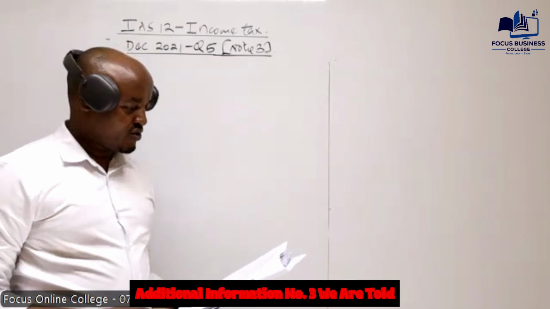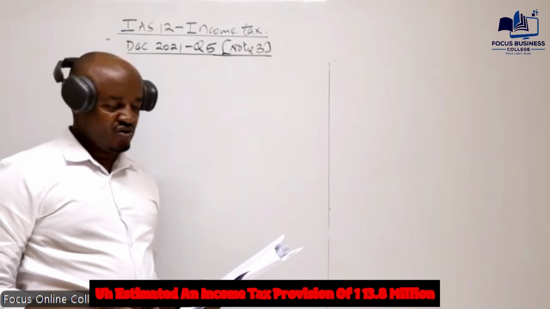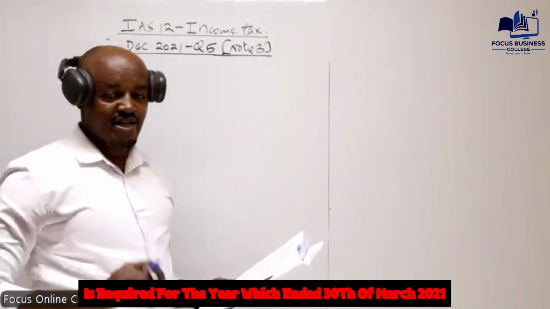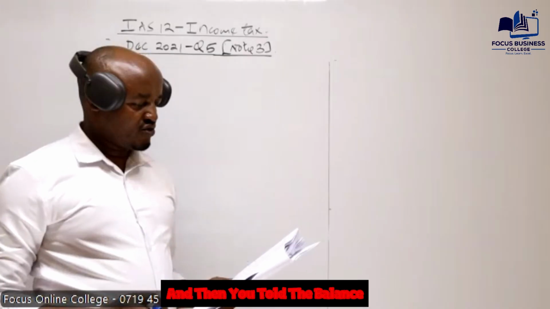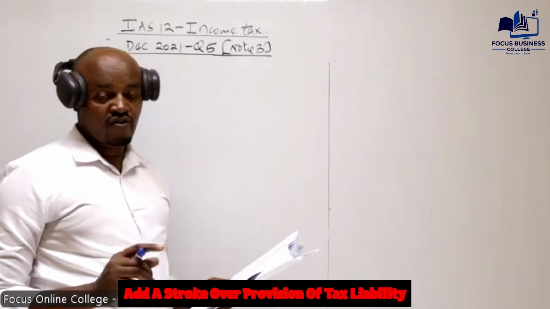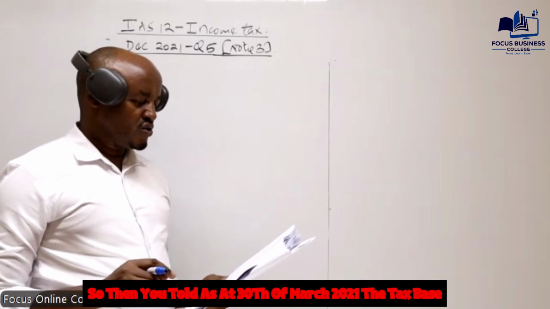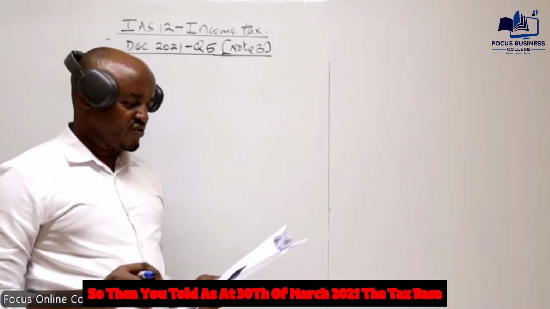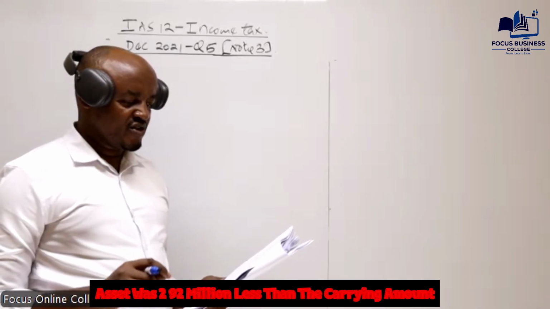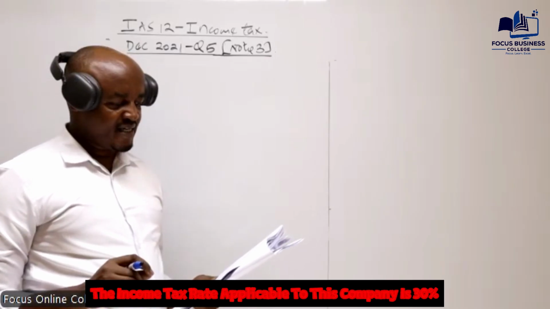Additional information number 3. We are told that Babu Limited estimated an income tax provision of 113.8 million is required for the year which ended 30th of March 2021. And then you're told the balance on the current tax in the balance represents under or over provision of tax liability for the year which ended 31st of March 2022. So then you're told at 31st of March 2021, the tax base of Babu Limited net assets was 292 million less than the carrying amount. The income tax rate applicable to this company is 30%.